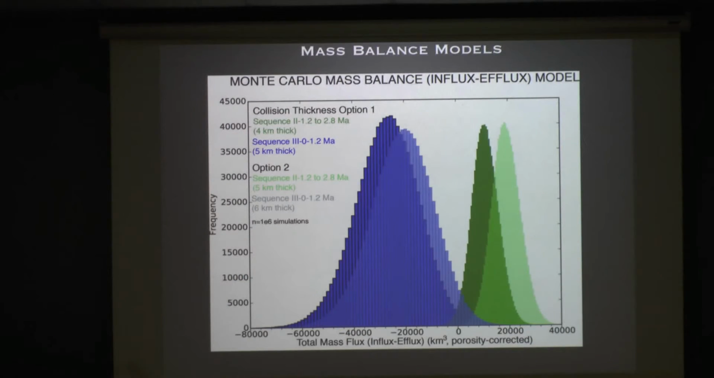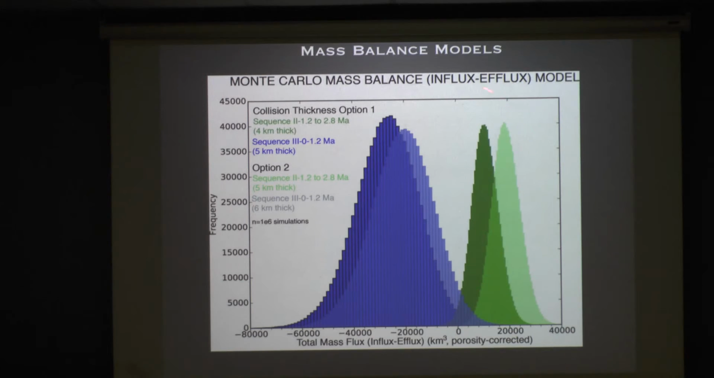All right, here's the answer. What we've done is the flux in and flux out. We've summed up all of the things and applied a Monte Carlo approach to dealing with all the uncertainty. So we ran 1 million simulations, varying all of those parameters. And then what you see here is the result.